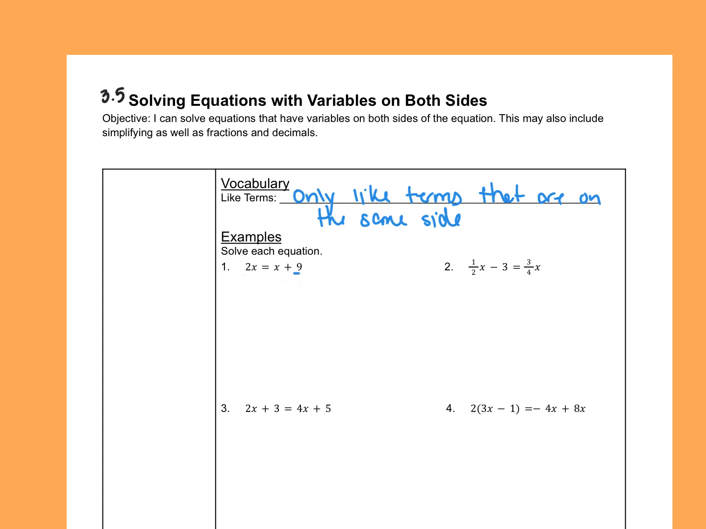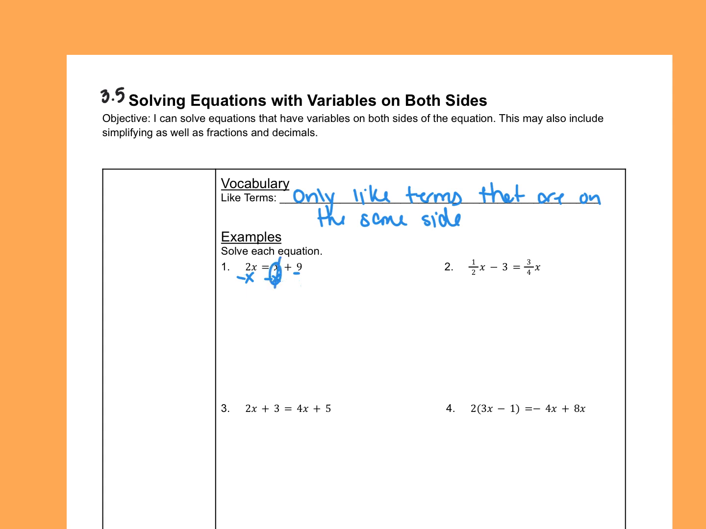So I need to get this positive x. Opposite of positive x is negative x. So I'm doing negative x on both sides. Remember, what I do to one side, I have to do to both sides to keep it balanced. And just like when we undo adding and subtracting, this should make 0. A positive x and a negative x makes 0, so it cancels out.